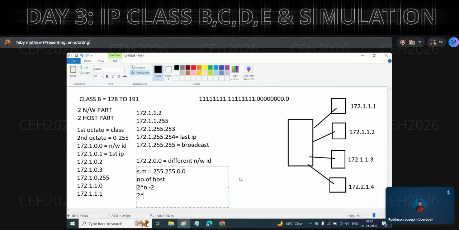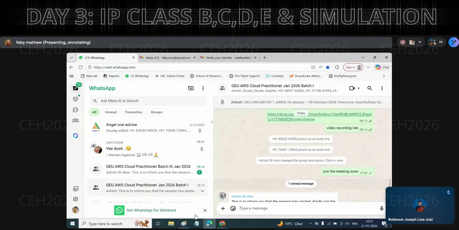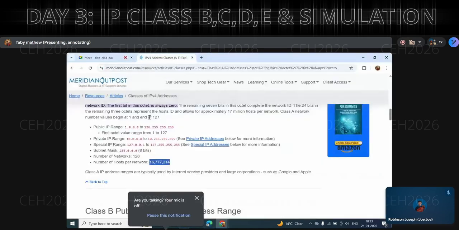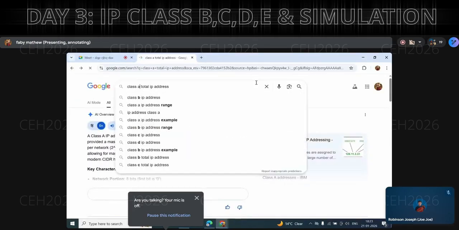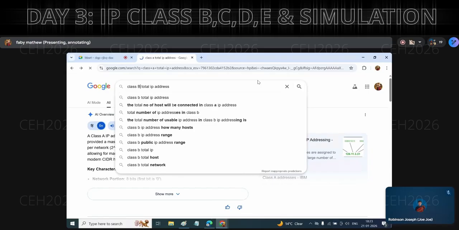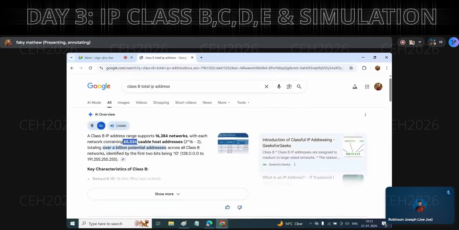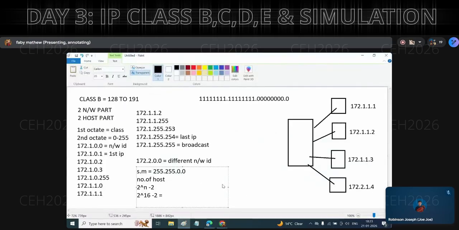How many bits are off? 16. So 2 to the power 16 minus 2. If we calculate this one, 65,534 IP addresses are created in this network. So where in class A, yeah.